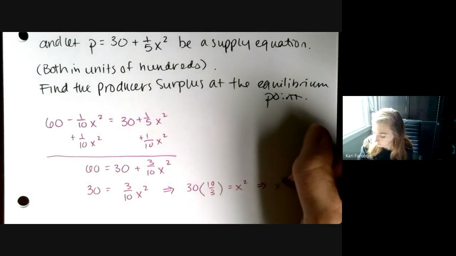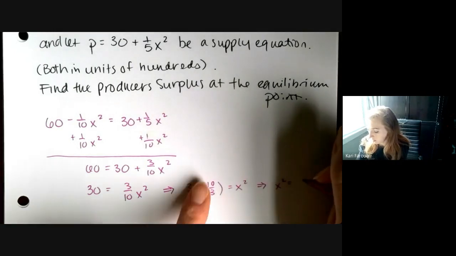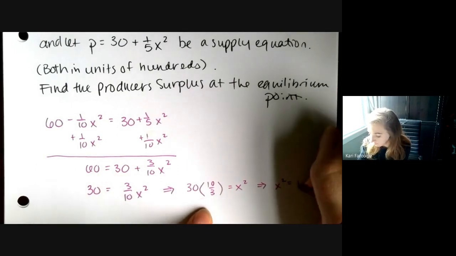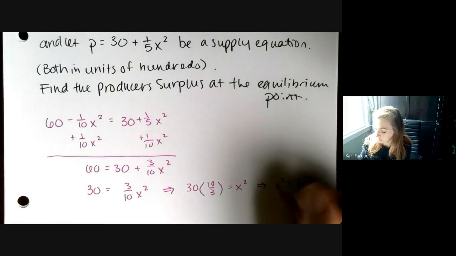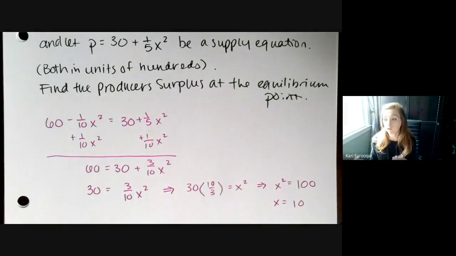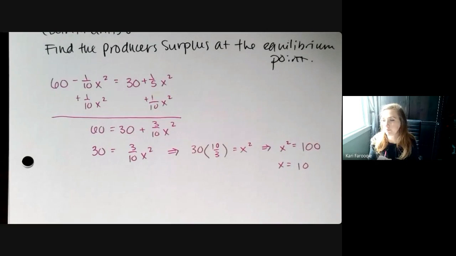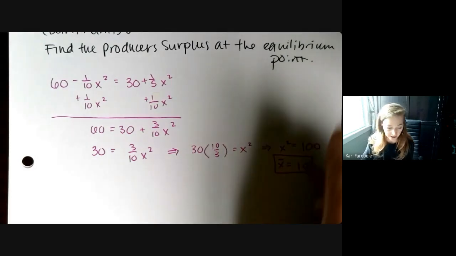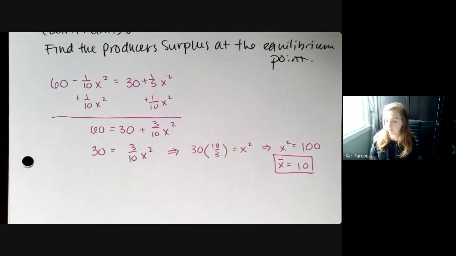So I have x squared equals, when I cancel here, I'll get 10 times 10 is 100. And then x equals the square root of 100, which is 10. Remember, I don't want, in this case, to have a plus or minus. So in this case, I just left it as positive 10. Wonderful. That's going to be the value of x bar. We're going to need that to find the producer surplus.